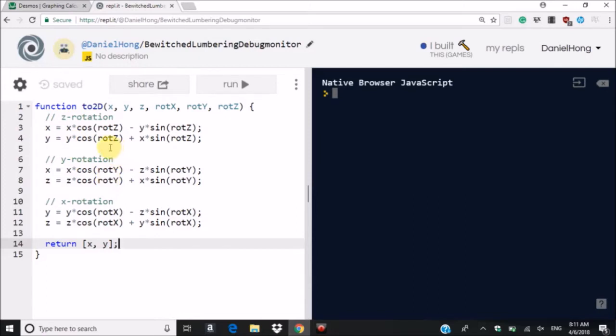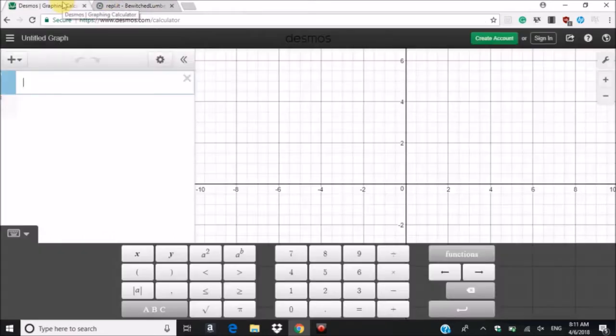I'll be referencing this back and forth as I write these, so bear with me on that aspect. But our function will only need three variables, x, y, and z, and X rotation, y rotation, and z rotation. That's going to be a global reference. All right, so let's get into it.